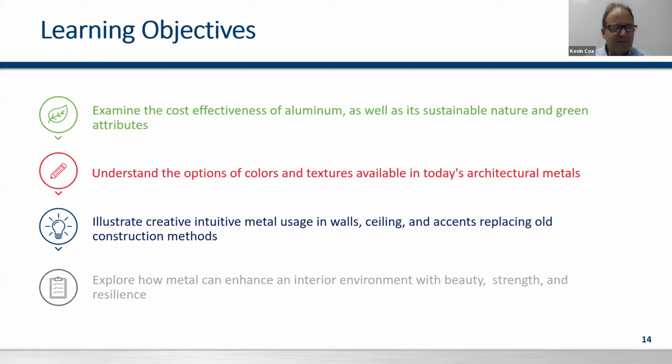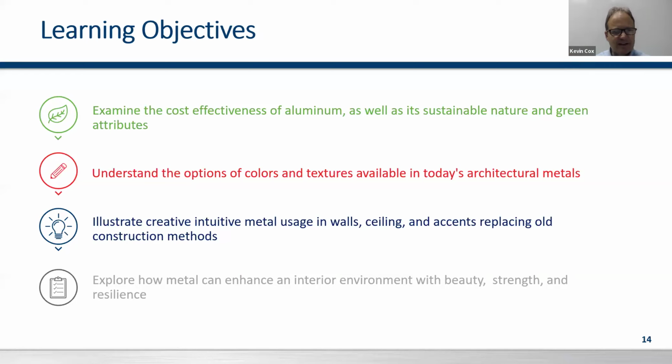Our learning objectives for today: we're going to examine how cost-effective aluminum is, as well as how sustainable, its green nature, its attributes, the places we can get LEED points out of it. We're going to look at a wide variety of colors, textures, processes, all different things we can do to really expand that palette as we move these architectural metals inside.